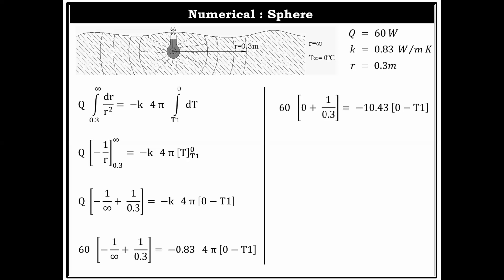Simplifying this, we know 1 upon infinity is nothing but 0. So 60 times 0 plus 1 upon 0.3 is equal to minus 10.43 in bracket 0 minus T1. On simplifying, we get 200 is equal to 10.43 T1. So T1 is equal to 19.17 degrees centigrade, and this is our answer. That means at a radius of 0.3 meter, the temperature will be 19.17 degrees centigrade.